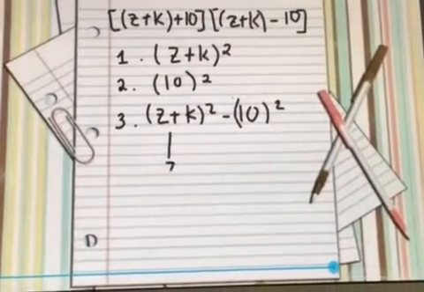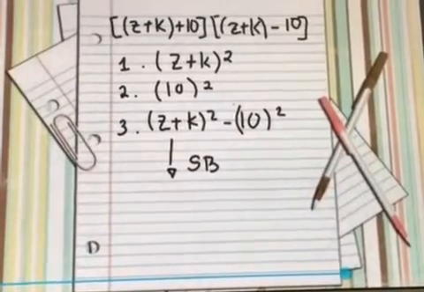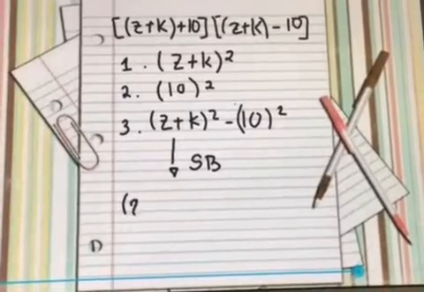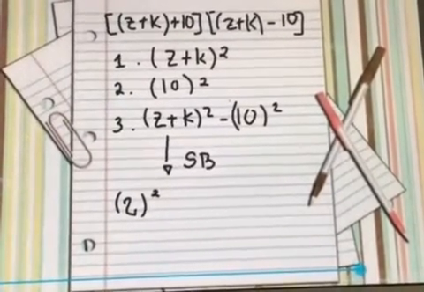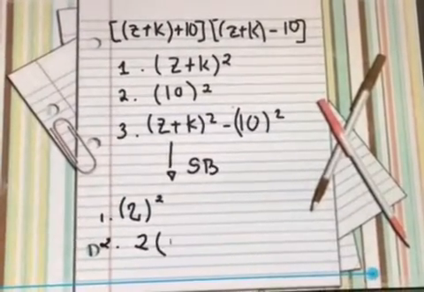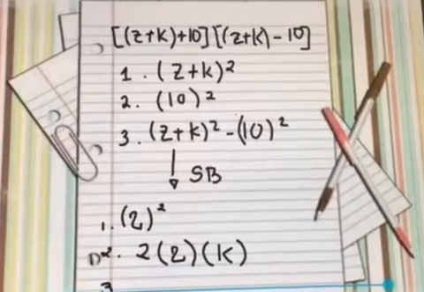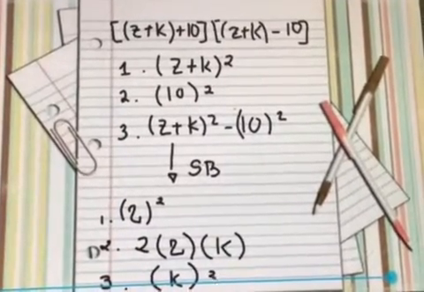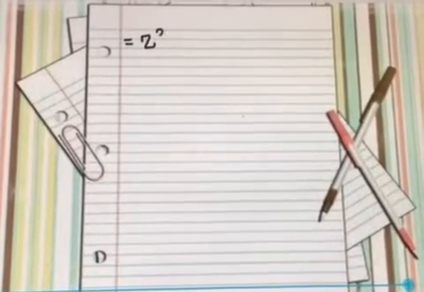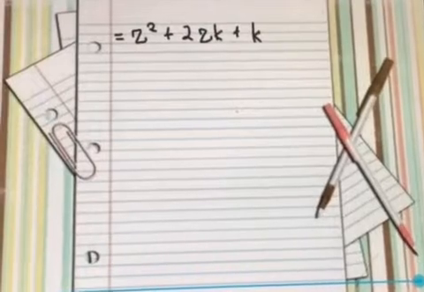Now, as you can see, quantity z plus k squared can still be solved using another special product, which is square of a binomial. And to solve for the square of a binomial, we should follow the following steps. First, square the first term. It then becomes quantity z squared. Second, solve for twice the product of the first term and the second term. And third, square the second term. It then becomes quantity k squared. The final answer then for the square of a binomial is z raised to the second power plus 2zk plus k raised to the second power.